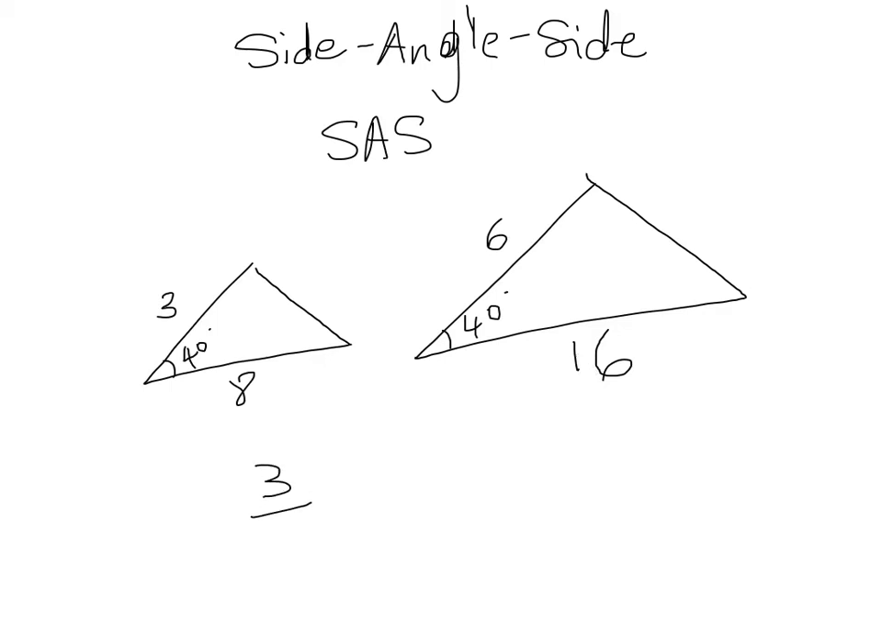3 and 6 are corresponding, and 8 and 16 are corresponding, and this is true. So since we have two pairs of corresponding sides and two congruent angles that are in between those sides, then we know that our triangles are similar. Alright, so let's take this information and let's look at an example.